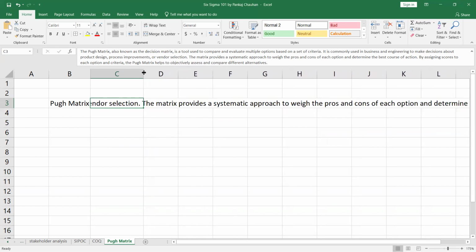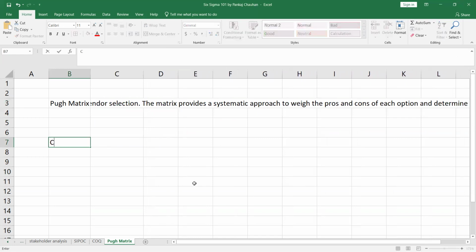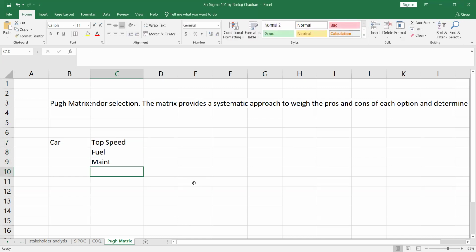Example, suppose you wanted to buy a car. And when you are buying a car, what are the things you are looking for? You are looking for the top speed. You are looking for the fuel mileage. You are looking for the maintenance. You are looking for maybe the cubic capacity of the engine. You are looking for the fuel consumption. You are looking for the boot space. You are looking for maybe many other parameters.